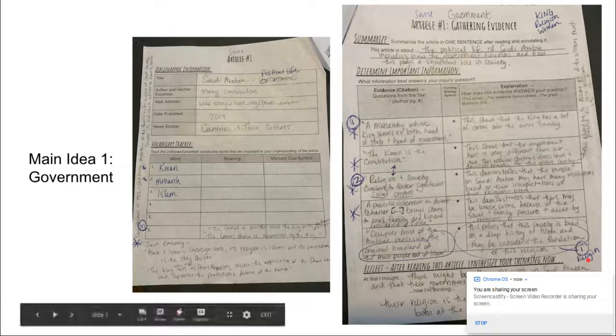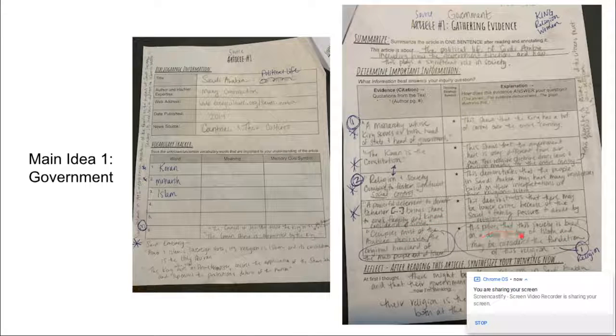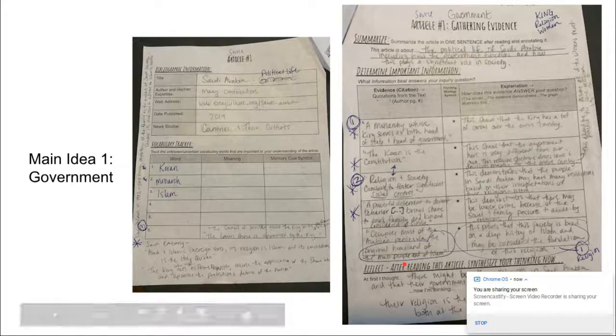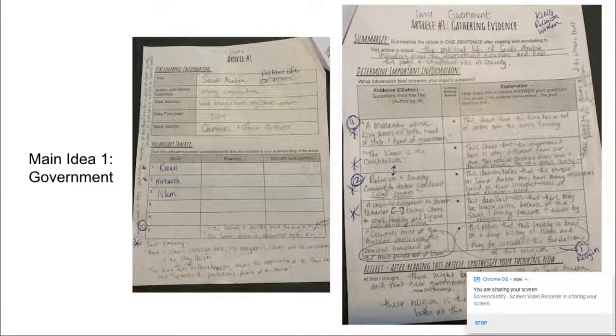Notice over here too, as I was going through this, I found that one of my quotes that seemed to go under government really fit more under religion. So you might find the same thing when you're going through your annotations, that some of your material fits in a different main idea. And that's totally fine. This was meant to be a messy document. The outline is meant to help you organize your thinking, right?